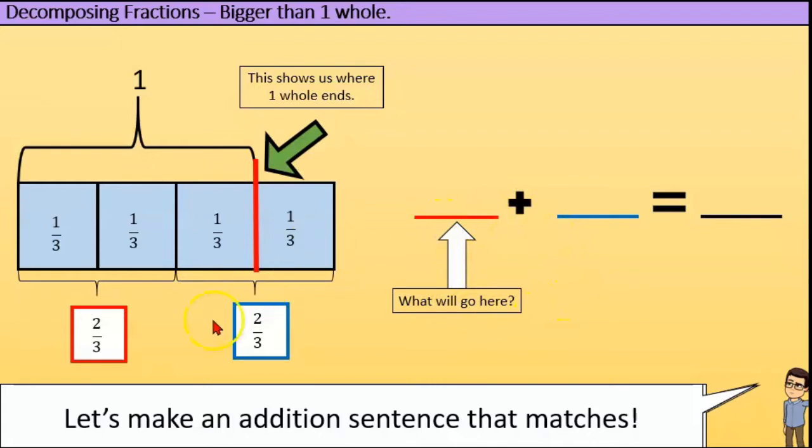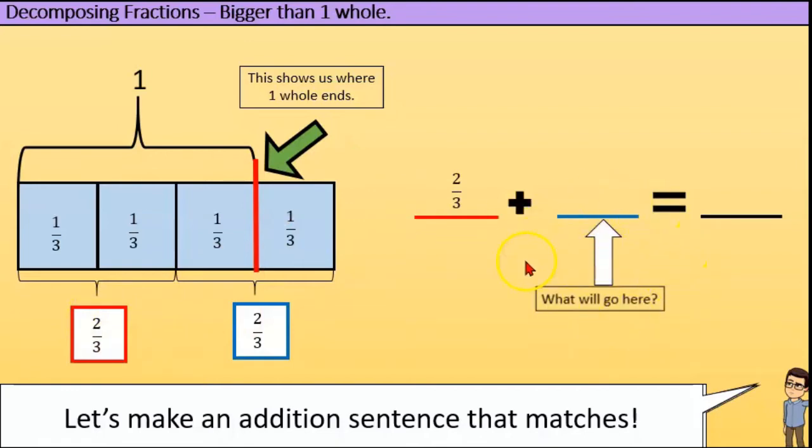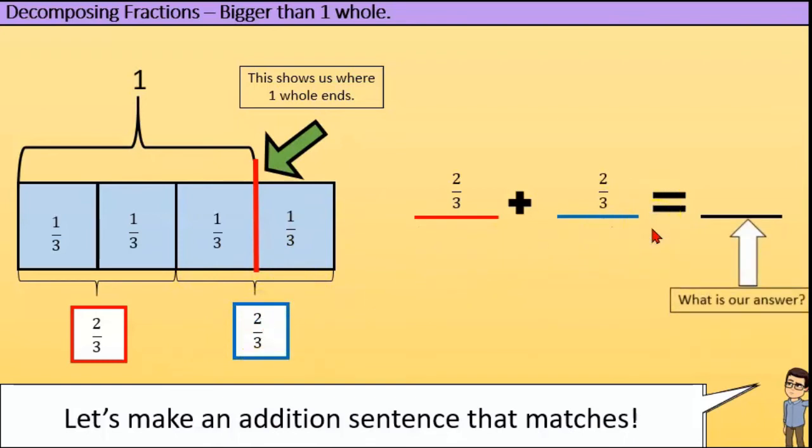I know that my first group will go there, which is 2/3. So now what will go here in this line? Once again, 2/3, because that's my second group. And then finally, I want to know what my answer will be. Just take a second and think about how we can count our thirds. If I count, I can say 1/3, 2/3, 3/3, 4/3, or I can skip count. 2/3 and another 2/3 is 4/3. So my answer is 4/3.